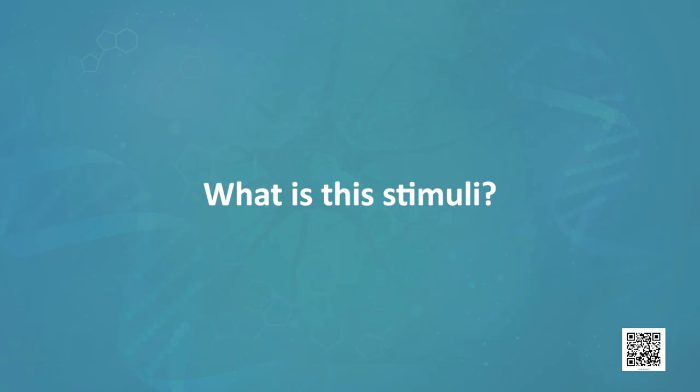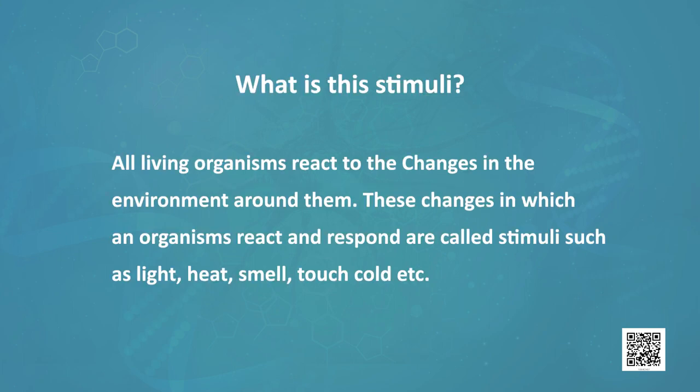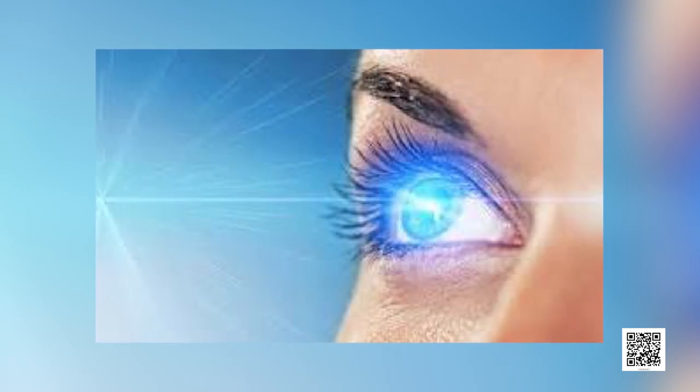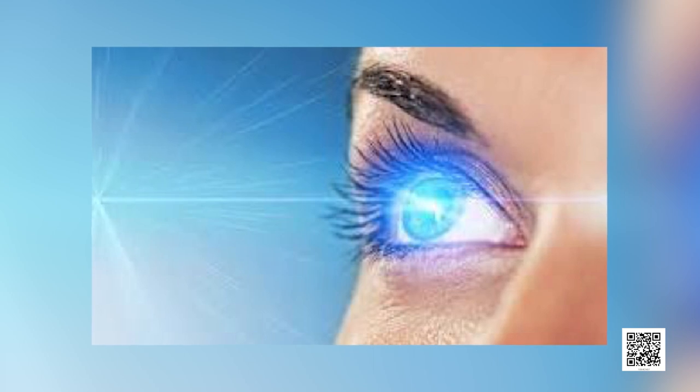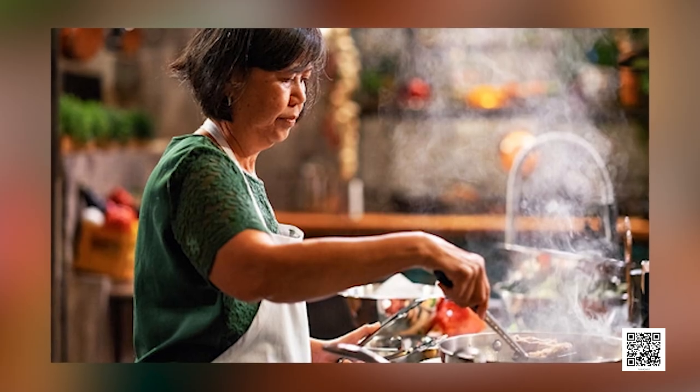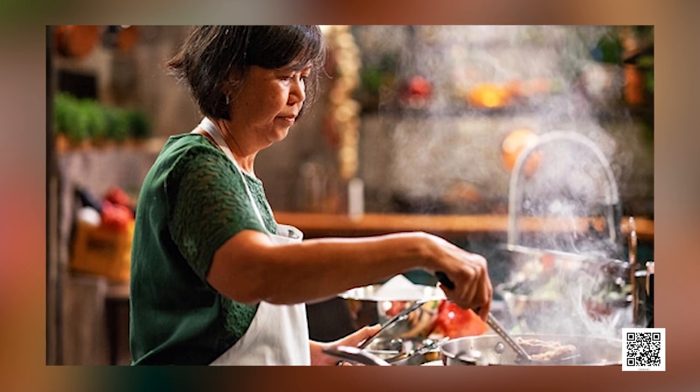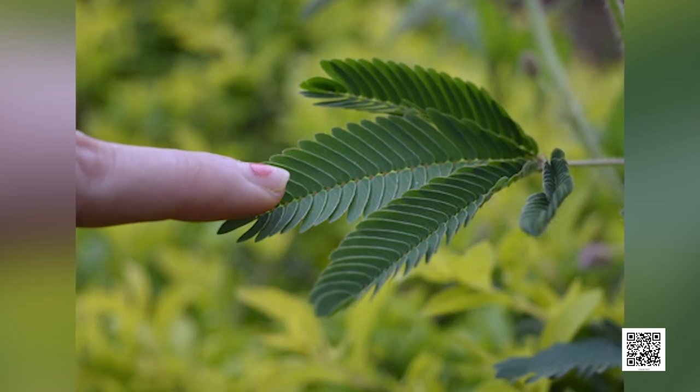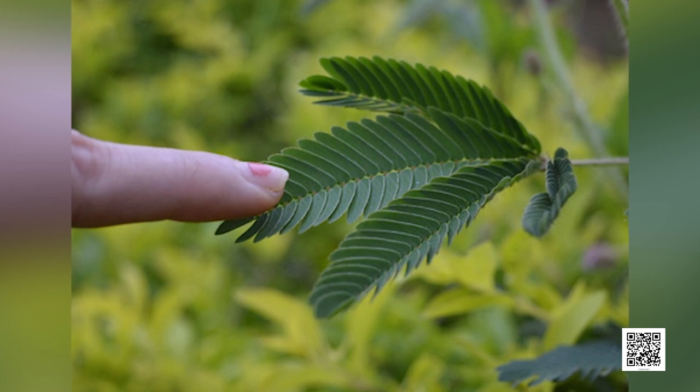So what is this stimulus? Basically, all living organisms react to the changes in the environment around them. These changes in which an organism reacts and responds are called stimuli, such as light, heat, smell, touch, cold, etc. When a beam of light comes to your eye, you give a reaction by closing your eyes. When your mother cooks food for you, you can detect the food by the smell of food. When you touch something, you can detect whether an object is hot or cold.